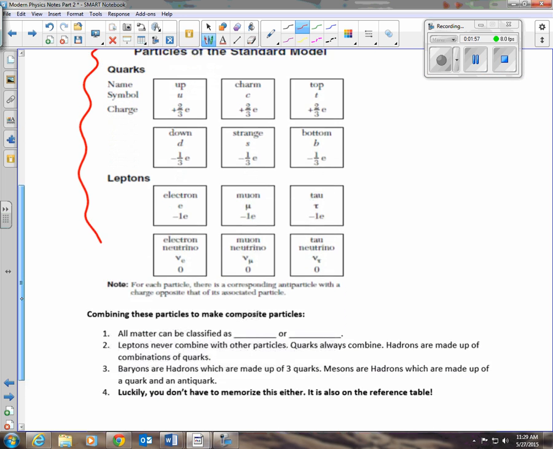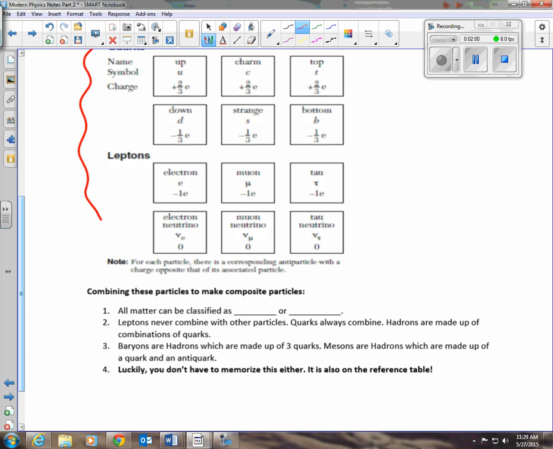Now, all matter can be classified as what's called a hadron or a lepton. Again, foreign language, but you have to memorize it. The leptons are these down here, and they never combine with anything else. So an electron you're always going to find by itself, and there are 6 different types of leptons. Quarks always combine. Hadrons are made up of different combinations of quarks. Baryons are hadrons which are made up of 3 quarks. Mesons are a type of hadron which are made up of a quark and an antiquark. Luckily, you don't have to memorize that either. It is on the reference table.